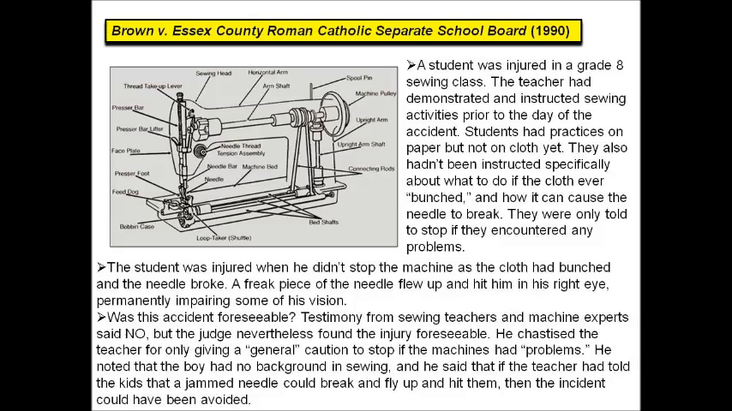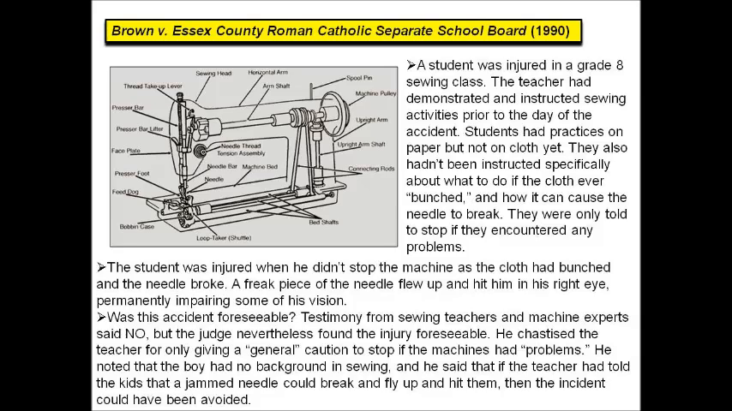Now, testimony from sewing teachers and from machine experts all said no. They'd never ever heard of this particular thing happening. There are no incidents that they knew of where, if a needle breaks, it could fly up and take your eye out. Never. But the judge nevertheless found the injury foreseeable. Right? So again, judges can rule pretty differently than what you might expect.